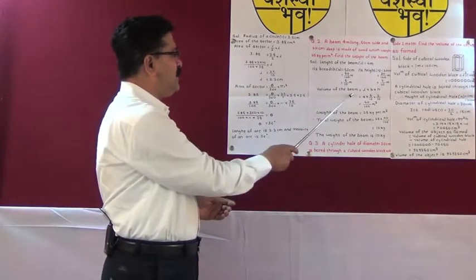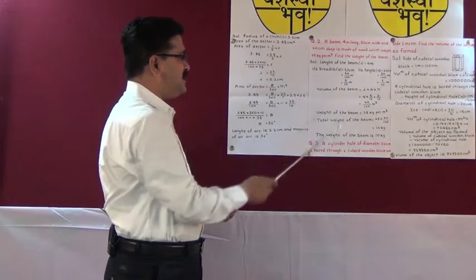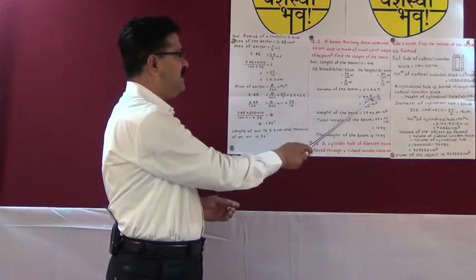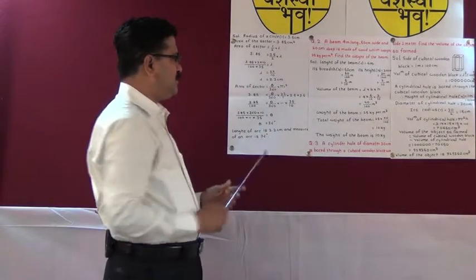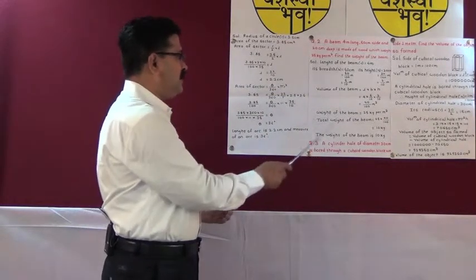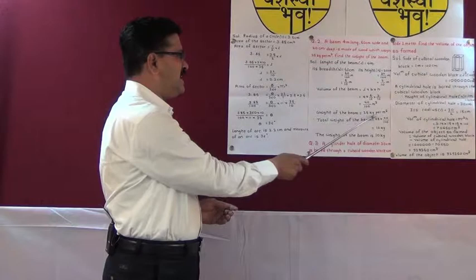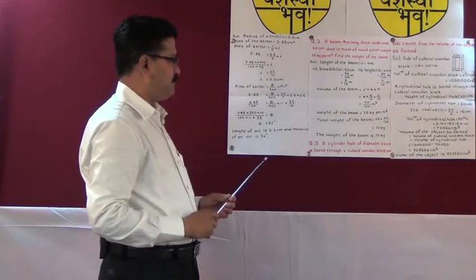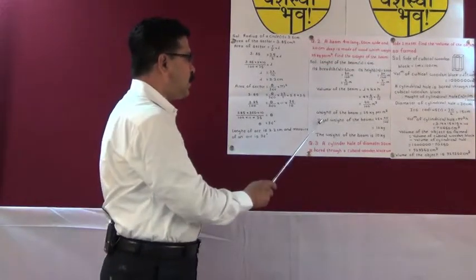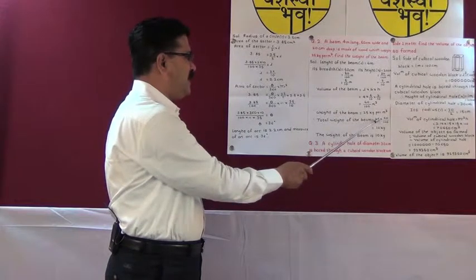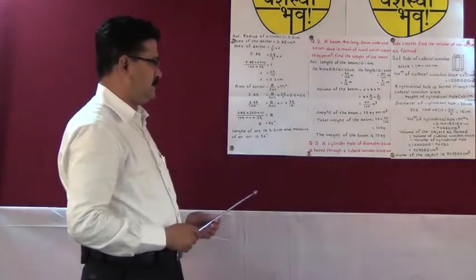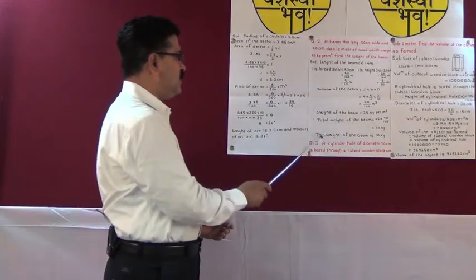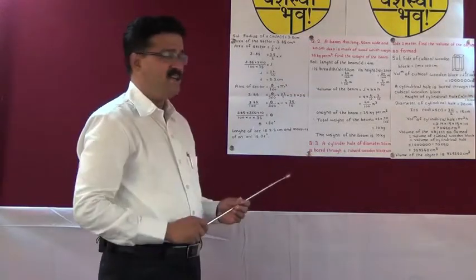So volume of the beam is L into B into H, that is equal to 4 into 5 by 10 into 2 upon 10, which comes out to be 40 upon 100 meter cube. Now weight of the beam is 25 kg per meter cube. So therefore total weight of the beam equal to 25 into 40 upon 100, which comes out to be 10 kg. So the weight of the beam is 10 kg.